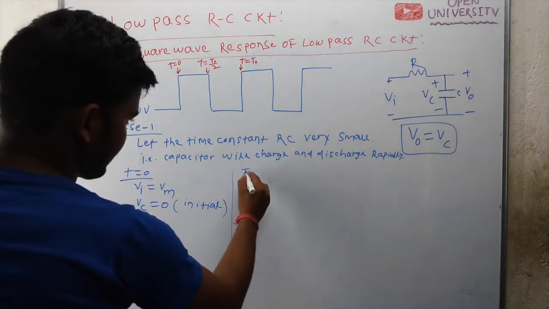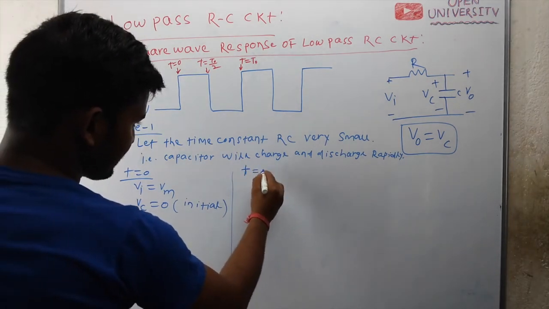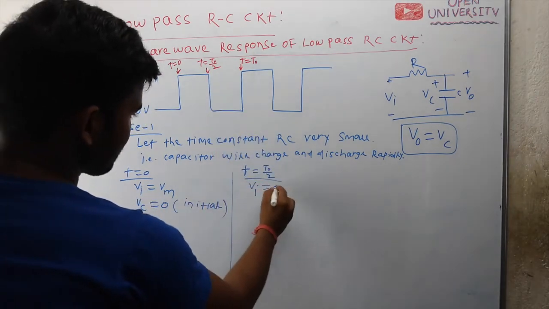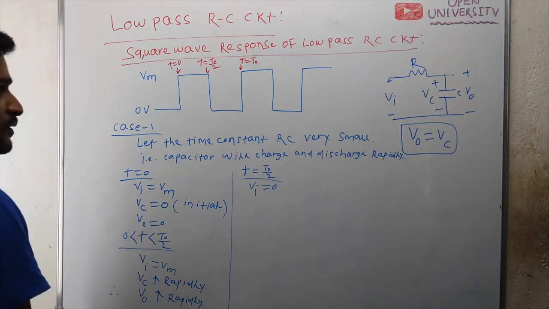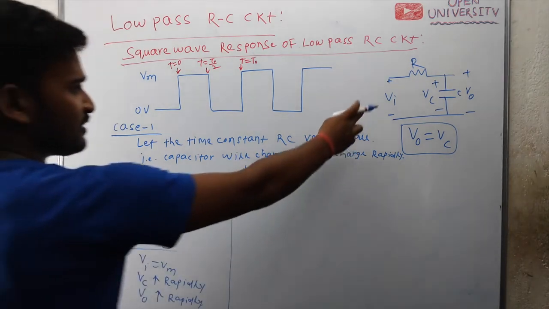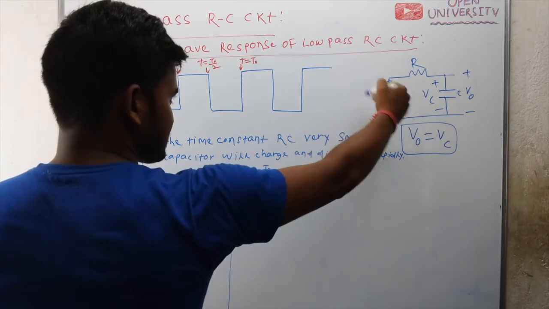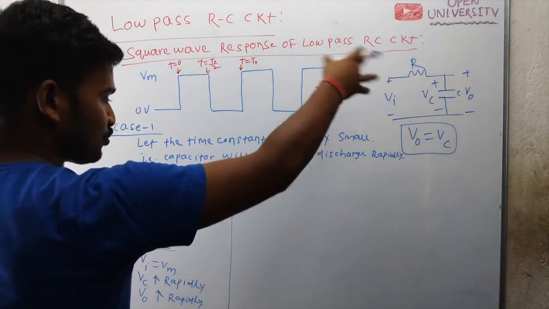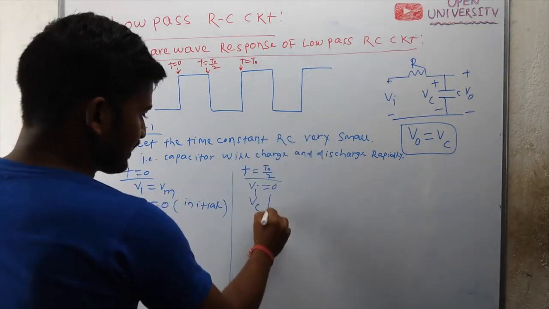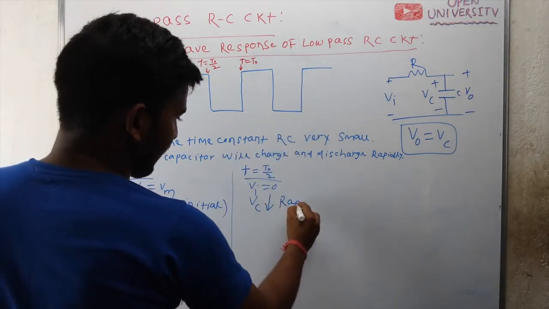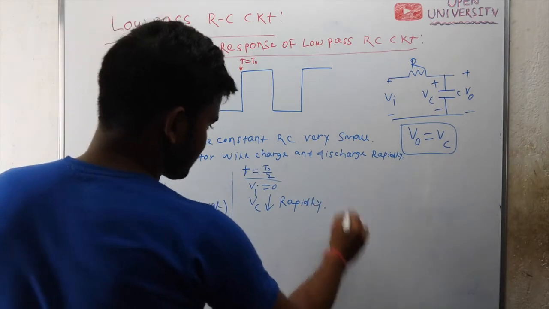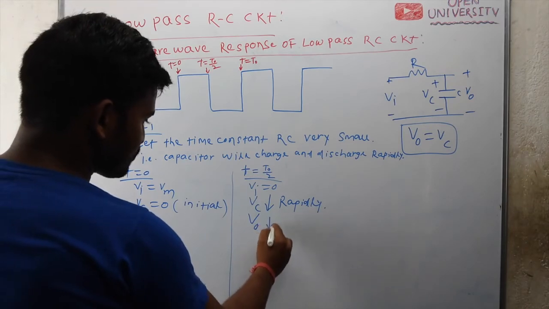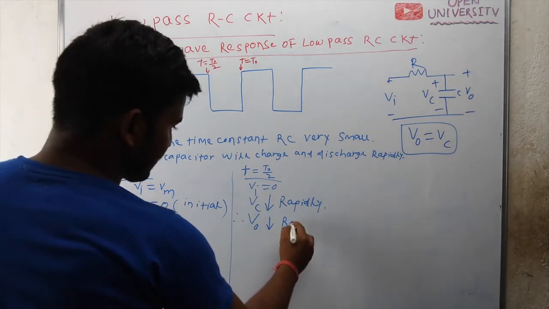When t equal to t0 by 2, input voltage becomes 0. If input voltage is 0, the capacitor will discharge its energy through the resistor very quickly. So the voltage across the capacitor will decrease very quickly. So Vc decreases rapidly. If the voltage across the capacitor decreases rapidly, V0 also decreases rapidly.